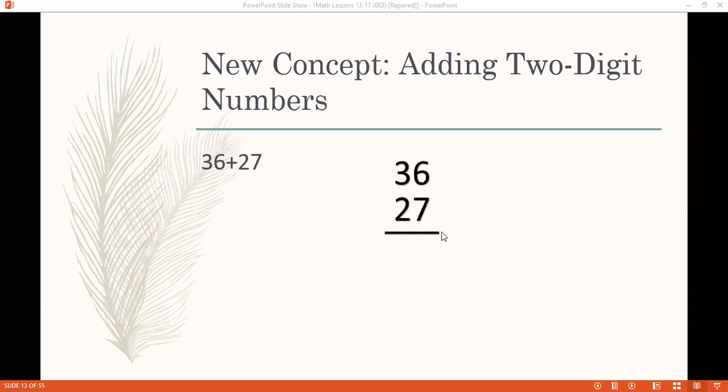We are going to place our 3 under our ones place and our 1 on top of our tens place, because with our 13, our 3 is in our ones place and our 1 is in our tens. And so now we're going to look at the tens place value here. What is 1 plus 3 plus 2? If you answered 6, awesome job, that is phenomenal. Our sum of 36 plus 27 is 63.